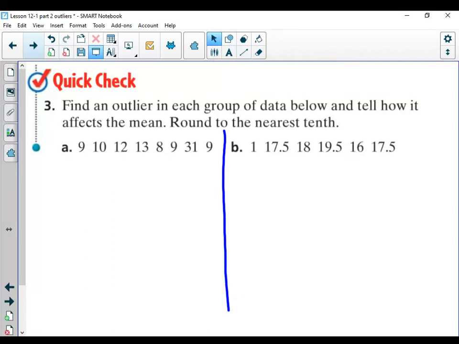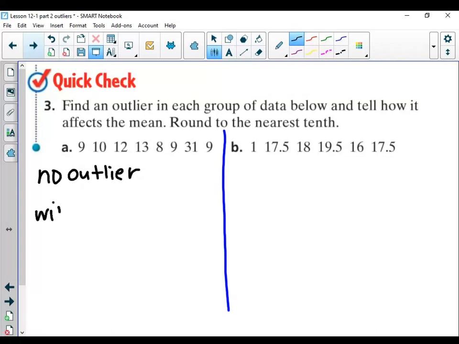So we're actually going to find the mean twice. No outlier and with outlier. So we're going to back up again. Maddie hasn't joined the group yet. We want to even out the money so everyone has the same amount. What would we do?